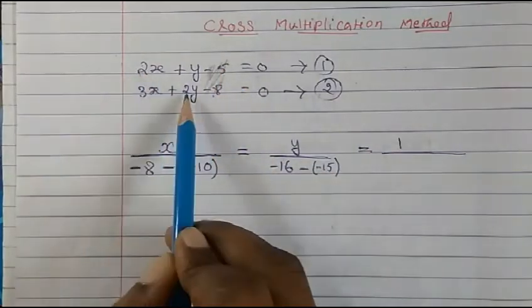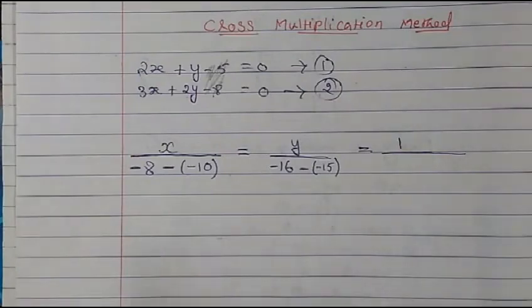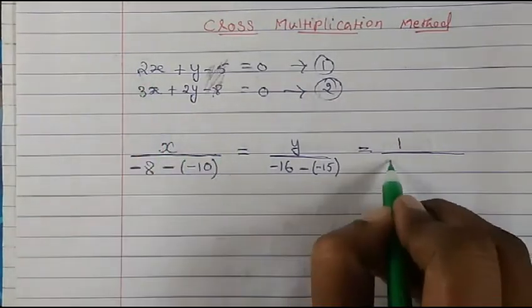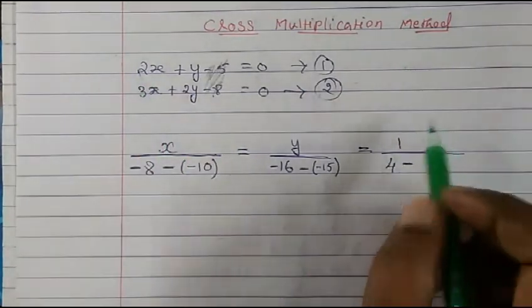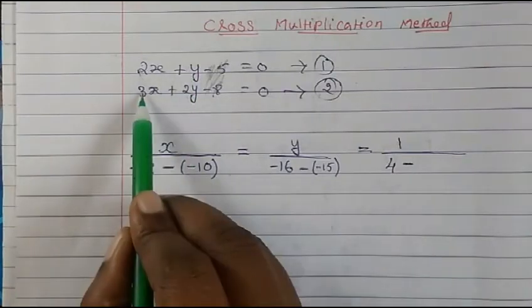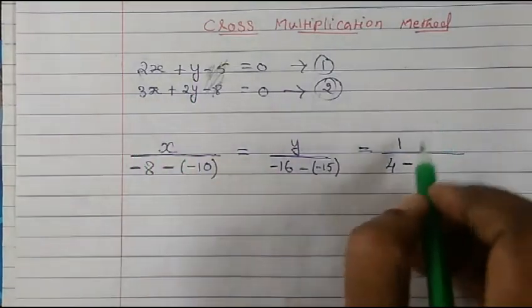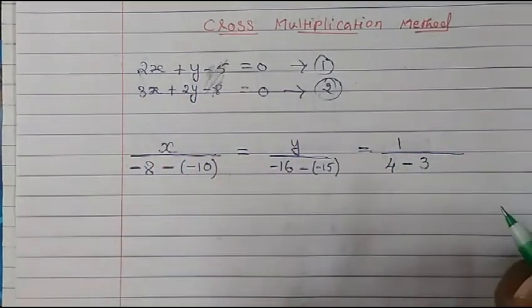Now you multiply this. So 2 2s are 4. Then you have to write minus. Then here we have 1, here we have 3. So 1 into 3 will give us 3. So that's how you have to do.